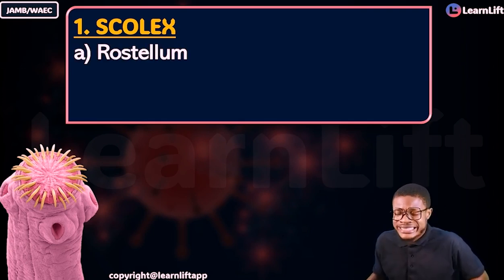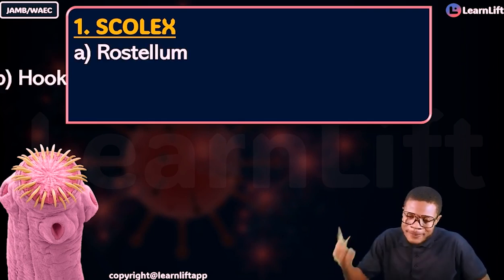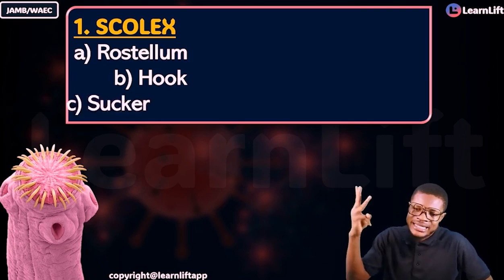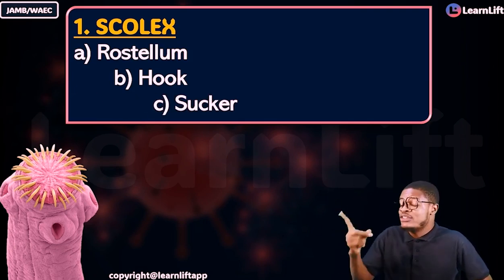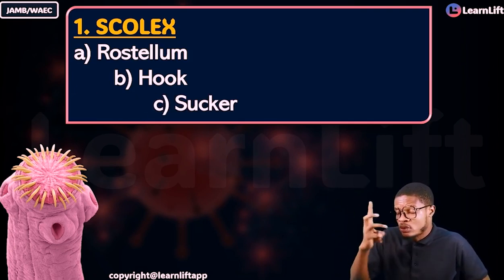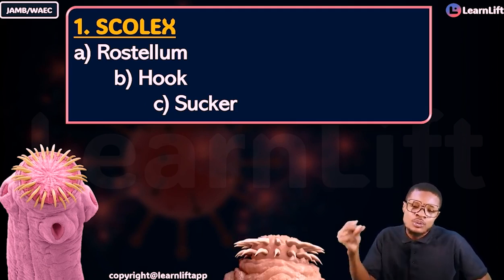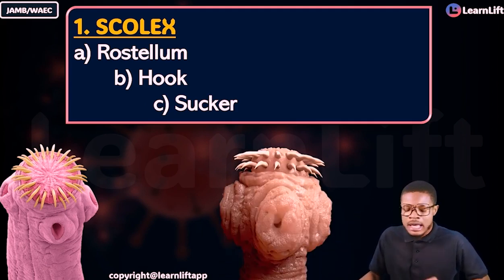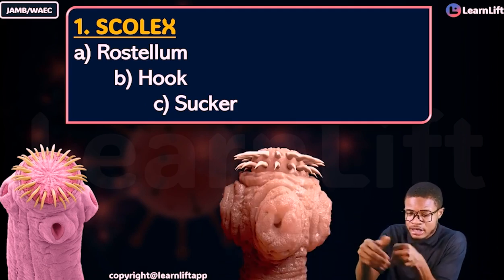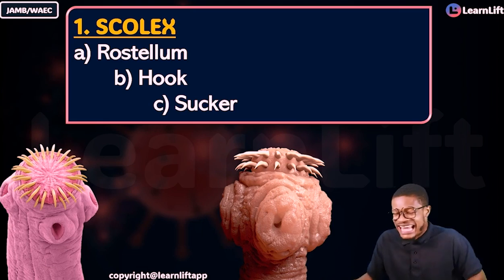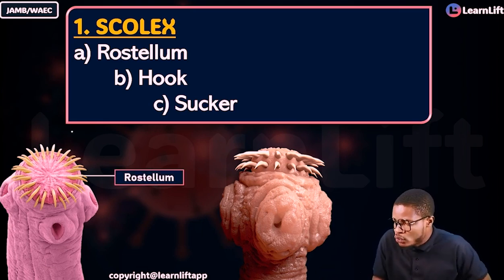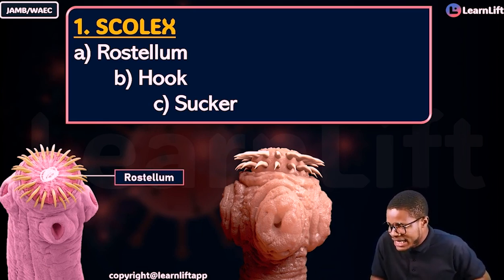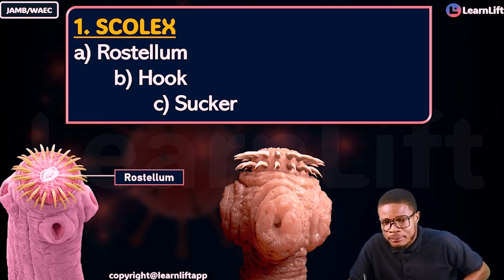Number one is called rostellum. Number two is called the hooks. And number three is called the suckers. So we have the rostellum, the hooks, and the suckers. Where is the rostellum? If this is the head, that center part of the head is what we call the rostellum, right?